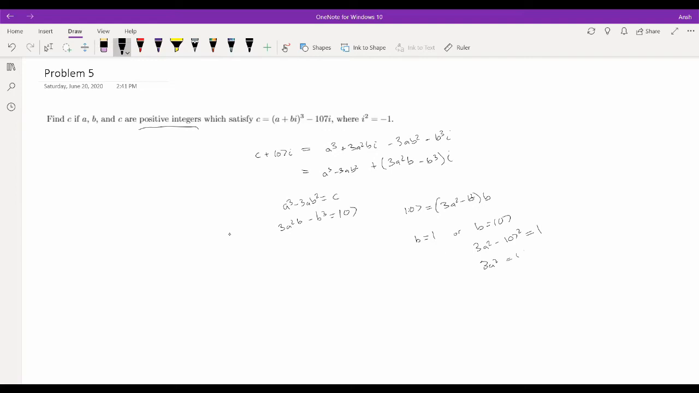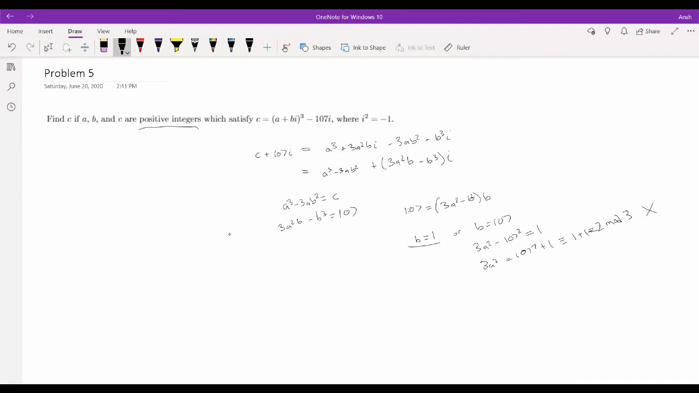But if you notice, 107 in mod 3 becomes -1 mod 3, or 2 mod 3. So if you square it, it becomes 1 mod 3. So that means 107 squared plus 1 is 2 mod 3, which means that it can't be equal to 3a squared, since we know a is an integer, so 3a squared is a multiple of 3. So this has no solutions. So that means b has to equal 1.